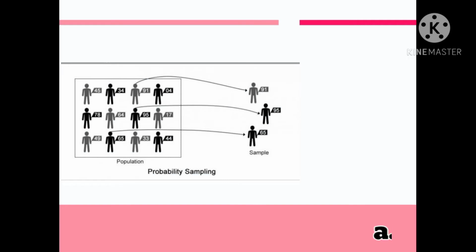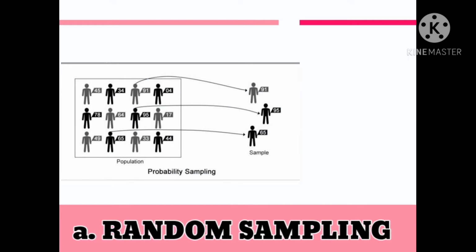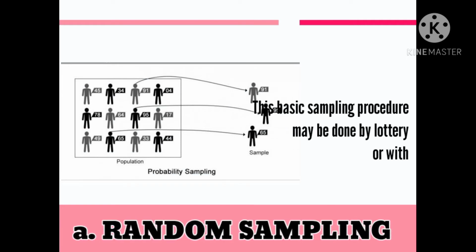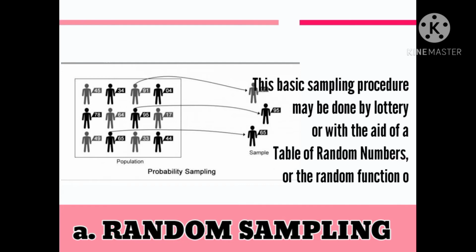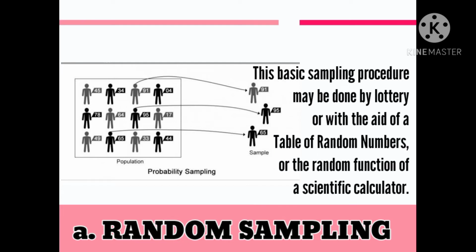Probability sampling includes random sampling. This basic sampling procedure may be done by lottery or with the aid of a table of random numbers or the random function of a scientific calculator. For bigger populations, computers can be programmed to randomly select the samples. In a random sampling, every member of the population has an equal chance of being selected.